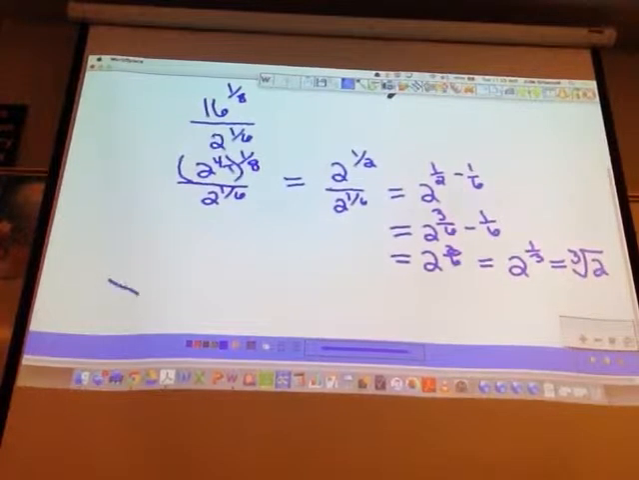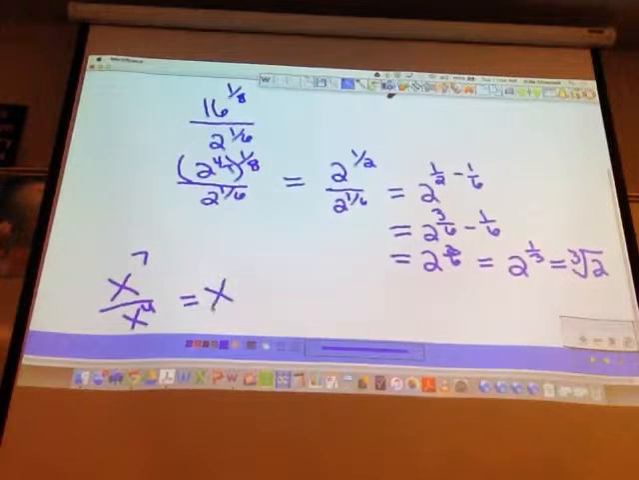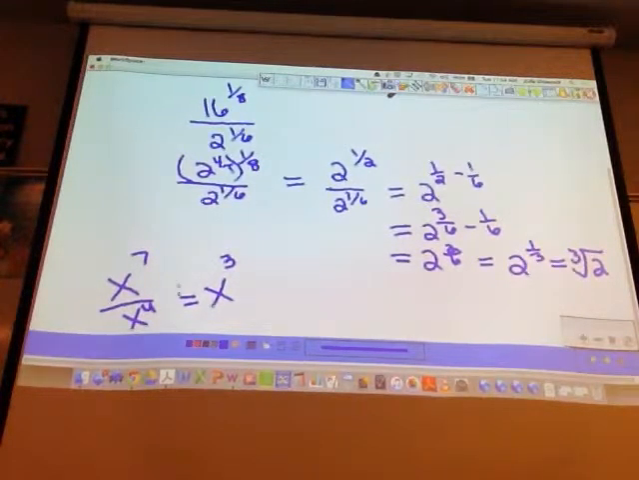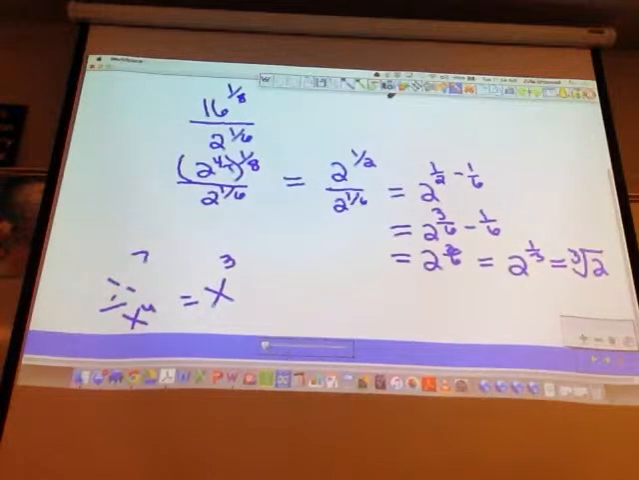It's like if you had x to the 7th over x to the 4th, you would make that x to the 7 minus 4 or 3. So it's just one of our exponent rules. You keep the base the same when they match, and you just subtract the exponents. You are so good. Any other questions?